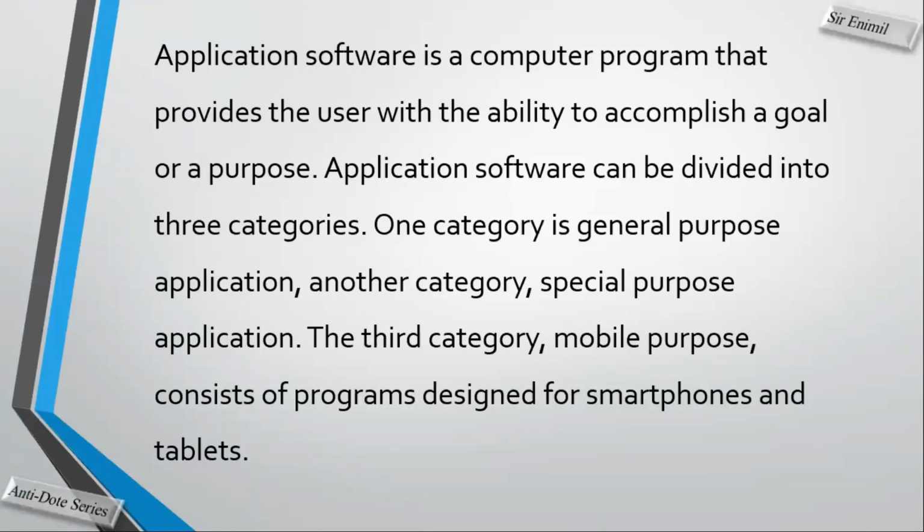Application software is a computer program that provides the user with the ability to accomplish a goal or purpose. Application software can be divided into three categories. One category is general purpose application, another is special purpose application, and then there is a third category not often discussed, which is the mobile purpose category. That consists of programs designed for smartphones and tablets. Application software will always be general purpose and then special purpose.